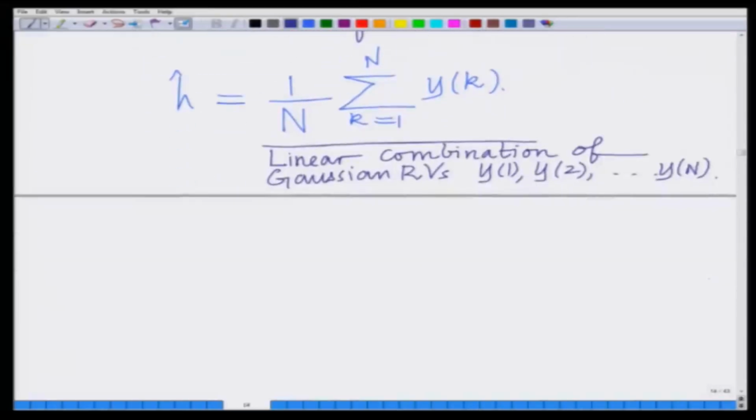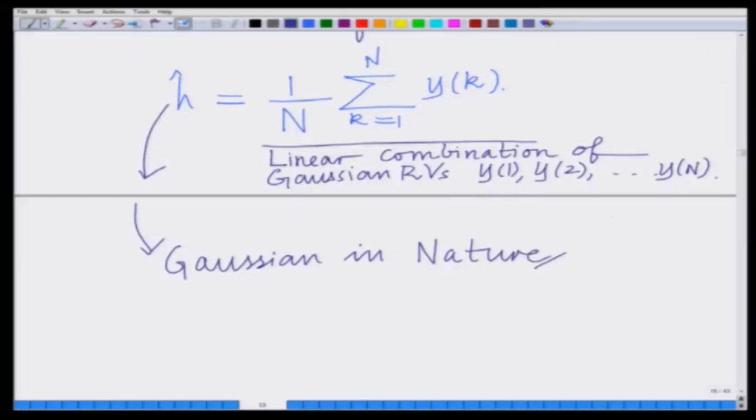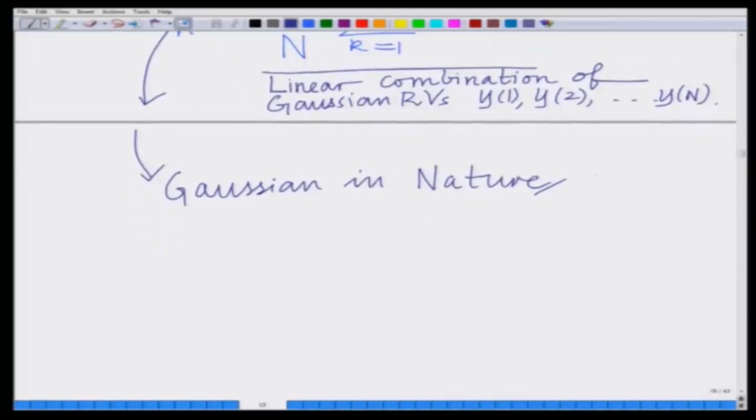So, the first thing that we have established is that the maximum likelihood estimate h hat itself is a random variable, and in fact a Gaussian random variable, since it is a linear combination of Gaussian random variables. Okay. So, h hat is Gaussian in nature.